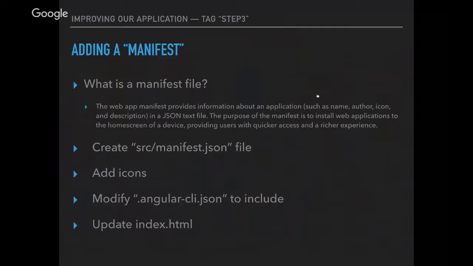So what we're going to do on this one is create a source/manifest.json file. We're going to add some properties into it for icons and all of this. You'll get these icons from your user experience team, or you would make them yourself. We're going to modify the Angular CLI.json file to include this in the assets, so we make sure that it gets copied over to the dist folder when we build it. And then finally, we're going to update our index.html to add some additional meta tags.